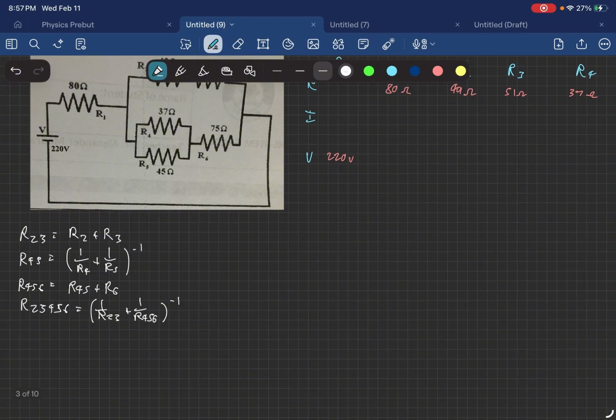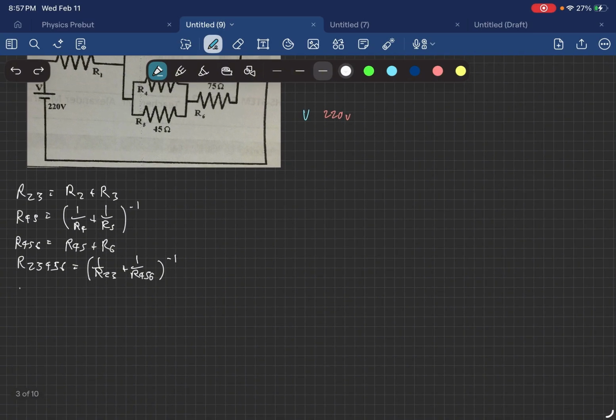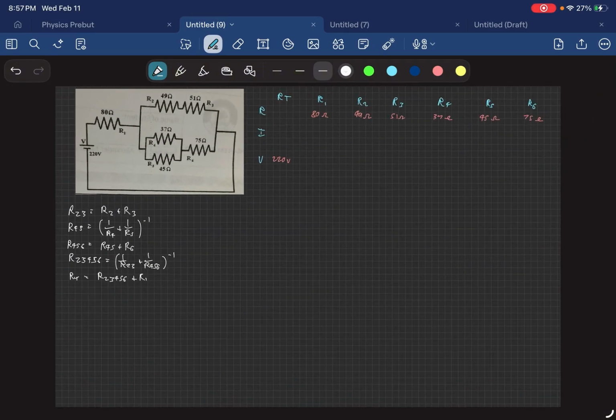And remember, to get R total, it's just the sum of R1 and R23456. I am repeating myself, but yes, let's just solve. R23456 plus R1.